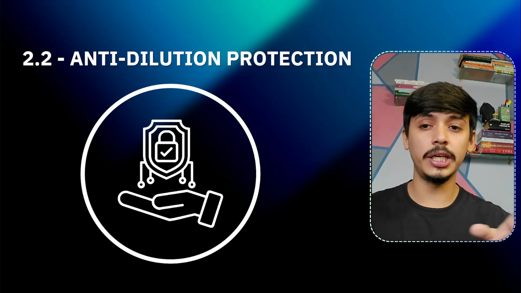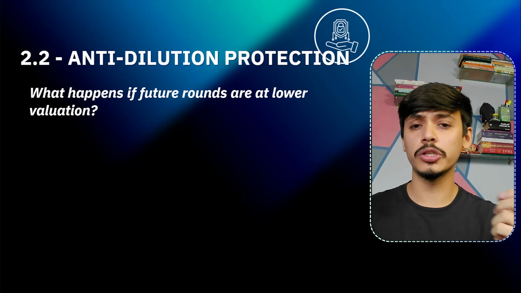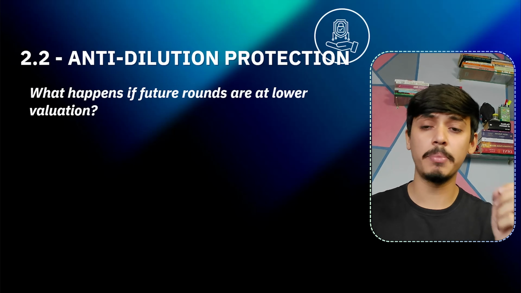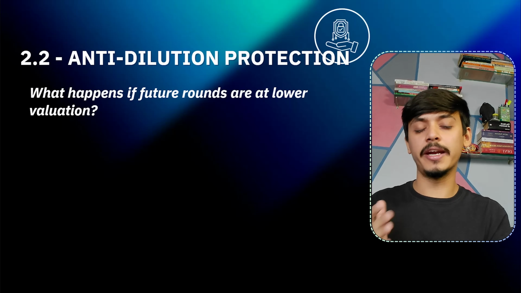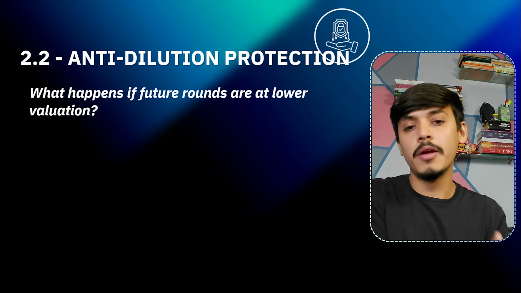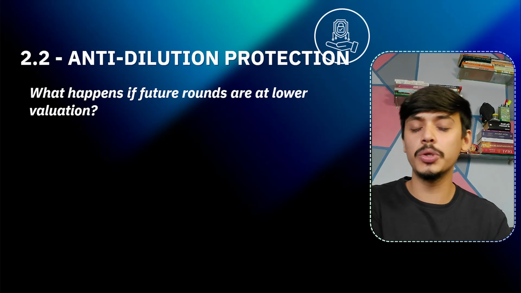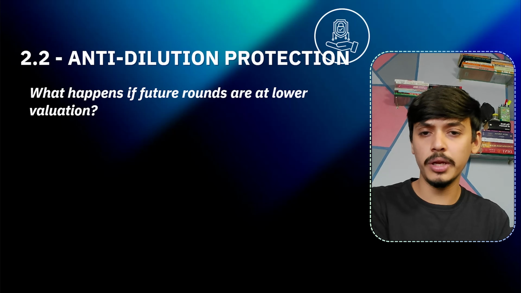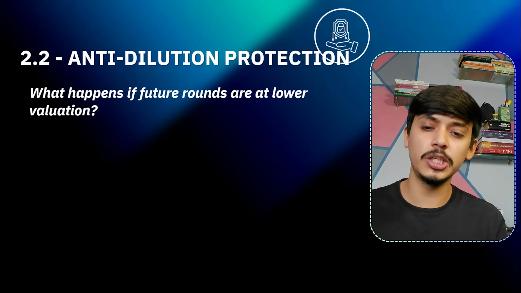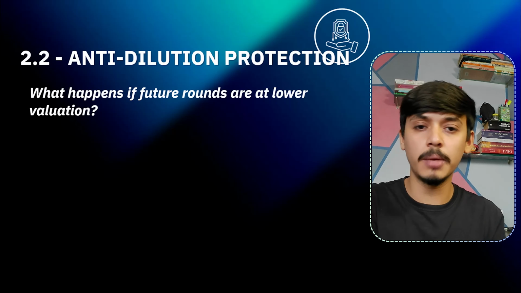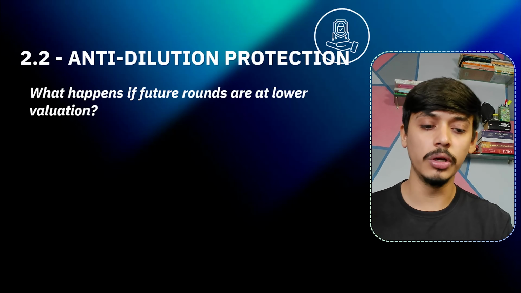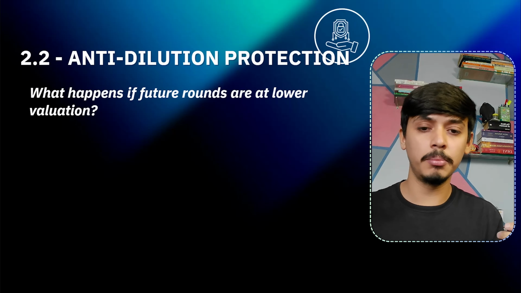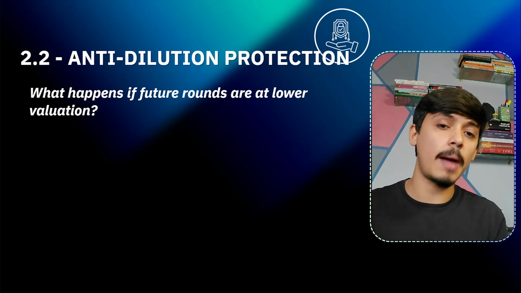Next clause is anti-dilution protection. So here in clause number 2.2 we get to understand what happens if future rounds are at a lower valuation. In the first part of the video we took an example that our company is going for a venture capital funding round, and the valuation at which we are looking to raise the amount is 50 crore pre-money, and we are raising 25 crores, so the valuation post-money becomes 75 crores. Clause number 2.2 helps us understand what happens if the next round takes place below 75 crores.